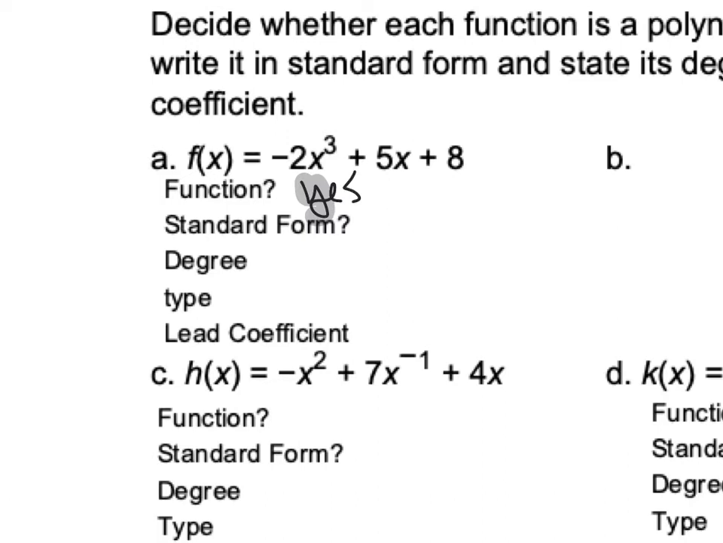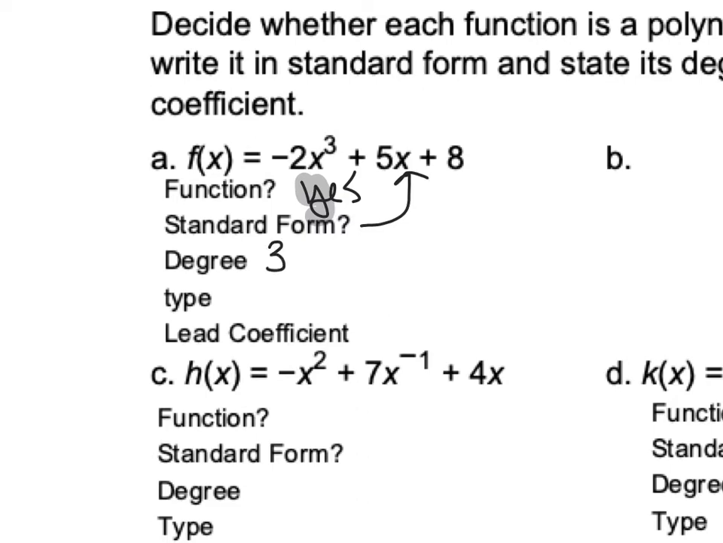And second thing we need to do is put it in standard form. So highest exponent first to lowest. And if you look, the highest exponent is 3, and then it goes to the x plus 8. It's already in standard form, so I'm not going to rewrite that. The degree is the highest exponent value. In this case, the degree is 3.